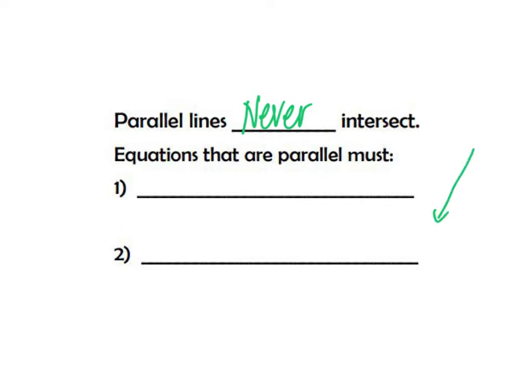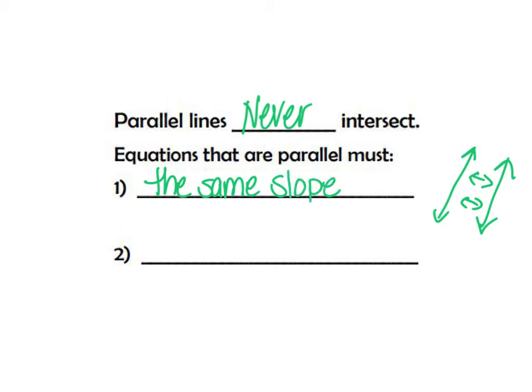So remember, parallel lines will always be the same distance. Of course, my drawing is not ideal, but they'll always be the same distance apart from each other. Now, when we talk about equations of parallel lines, they must have the same slope. I'm definitely going to recommend you write this down if you haven't done so already. So we have the same slope.